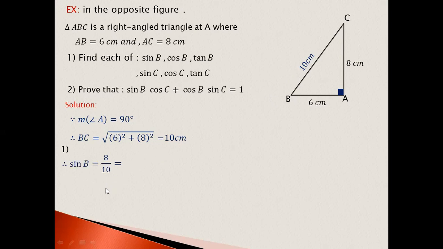Now we can find the trigonometrical ratios according to the angle B. The first trigonometrical function is called sine. As we said before, sine of the angle equals the ratio between the opposite side of this angle over the hypotenuse. The opposite side of the angle B is 8 centimeters, and the hypotenuse is 10 centimeters. So it's going to be 8 over 10. We can put 8 over 10 in the simplest form if we divide each term of this ratio by 2. 8 divided by 2 equals 4, and 10 divided by 2 equals 5.